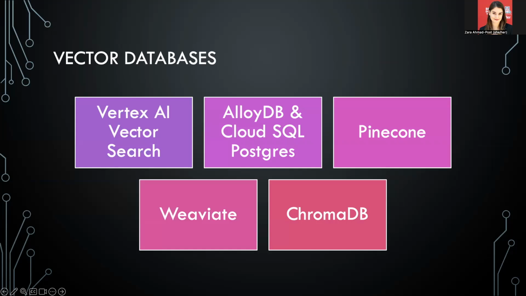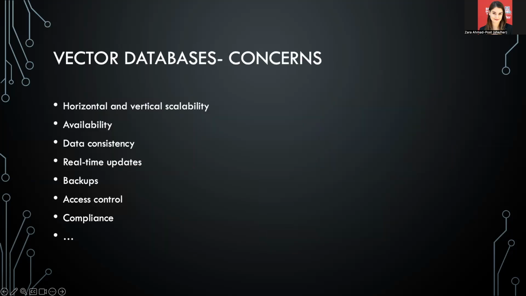Popular vector databases. Vertex AI is Google's vector database and RAG service. Pinecone is really popular. It's maybe the most popular vector database right now. It's not open source. It's expensive. But the open source ones are Weaviate and ChromaDB. So those are fun to play with.